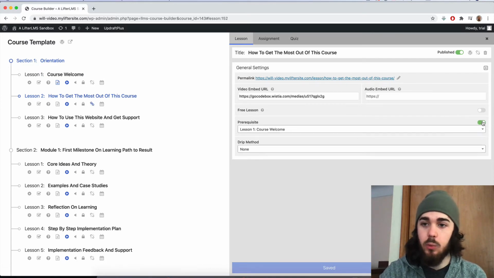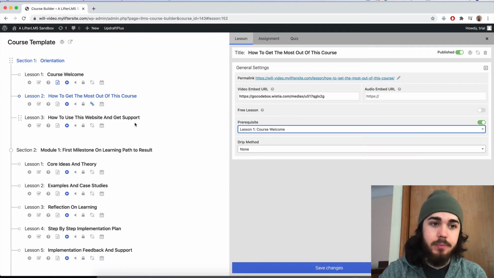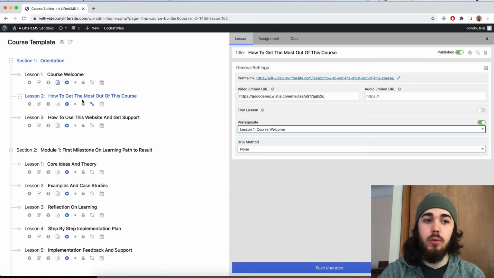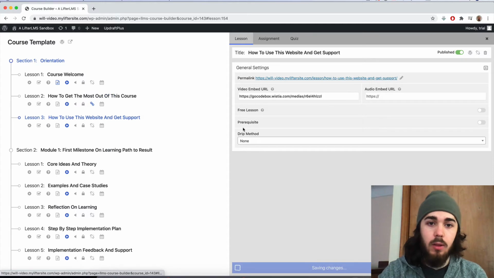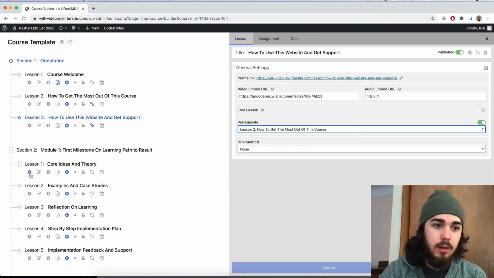All the way over here, I can switch prerequisite on. What is the prerequisite lesson? Lesson one. So you have to complete lesson one before moving to lesson two, and you'll see this little blue icon letting me know that there's a prerequisite. Then I'll go to lesson three, turn on prerequisite, require lesson two be completed, and so on.